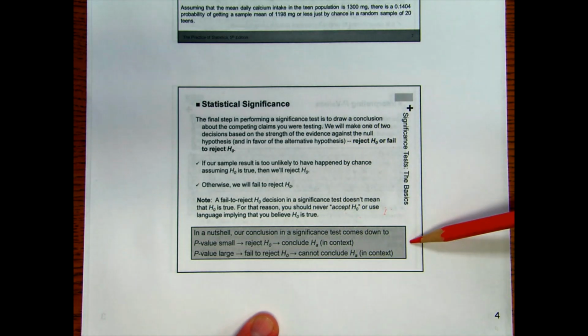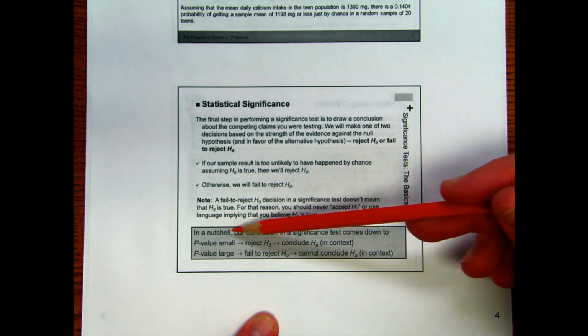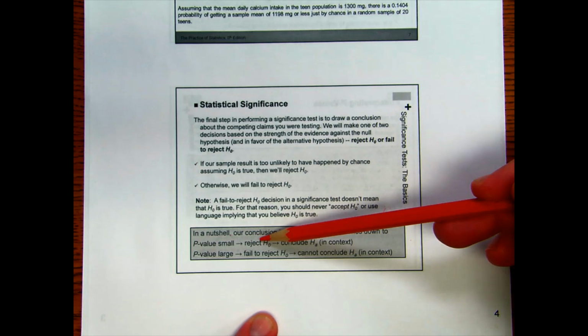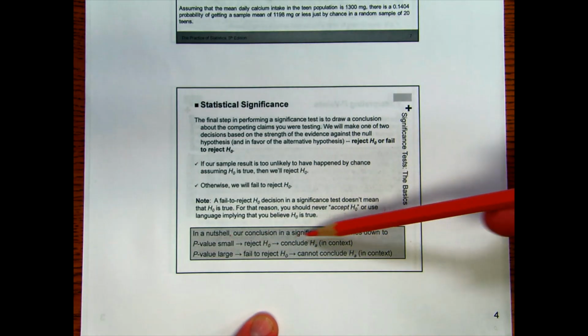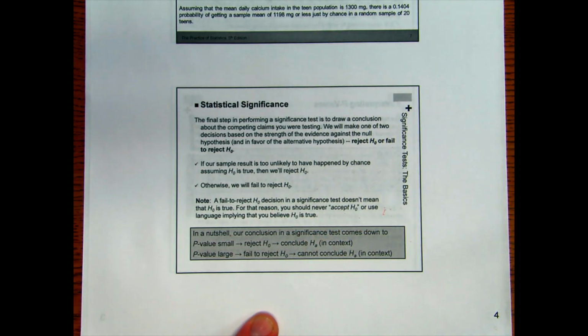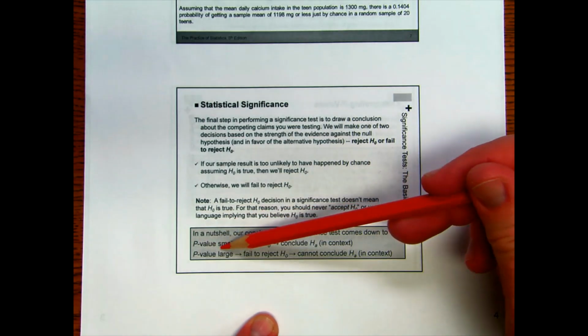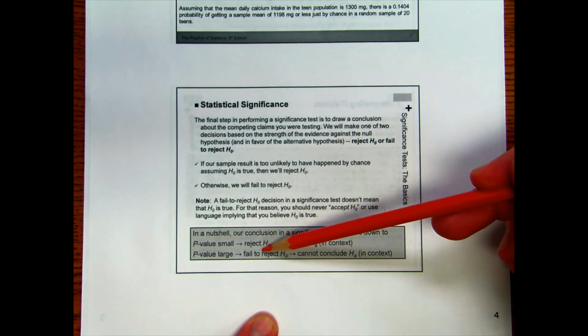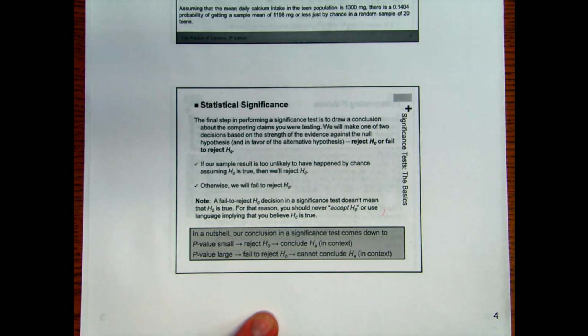Okay, in a nutshell, our conclusion in the significance test comes down to this. If you have a small p-value, you're rejecting the Ho, and then you conclude that the Ha is true in whatever context. If your p-value is large, you fail to reject the Ho, and you can't conclude whatever the Ha is.